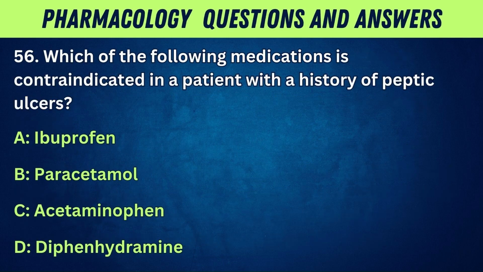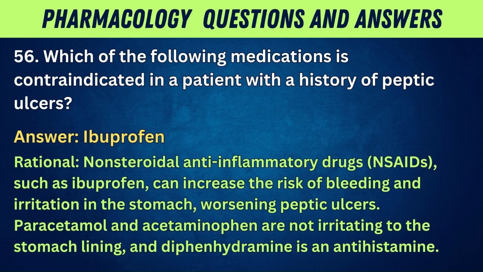56. Which of the following medications is contraindicated in a patient with a history of peptic ulcers? A. Ibuprofen. B. Paracetamol. C. Acetaminophen. D. Diphenhydramine. Answer: ibuprofen. Rationale: non-steroidal anti-inflammatory drugs, NSAIDs, such as ibuprofen, can increase the risk of bleeding and irritation in the stomach, worsening peptic ulcers. Paracetamol and acetaminophen are not irritating to the stomach lining, and diphenhydramine is an antihistamine.